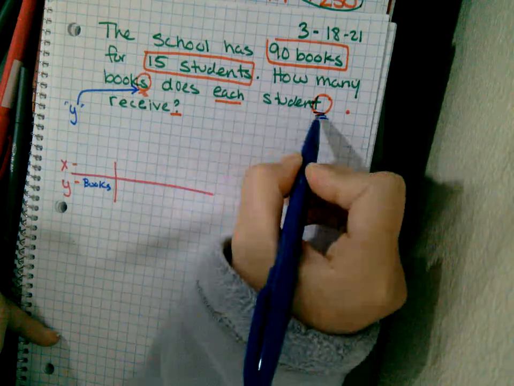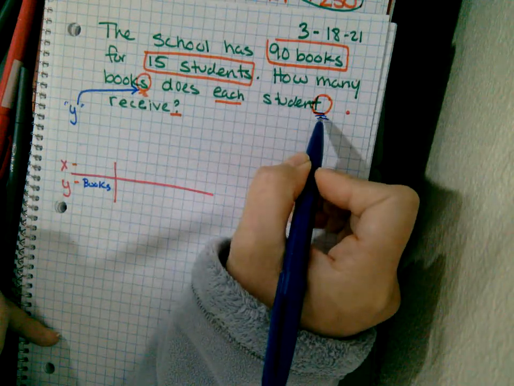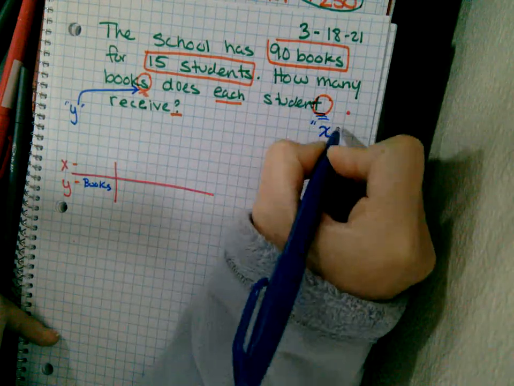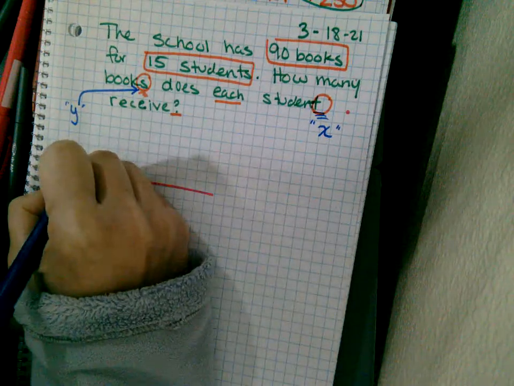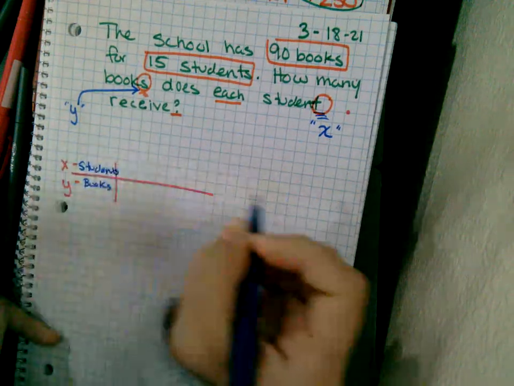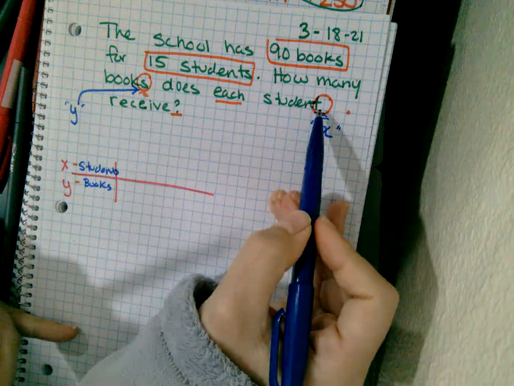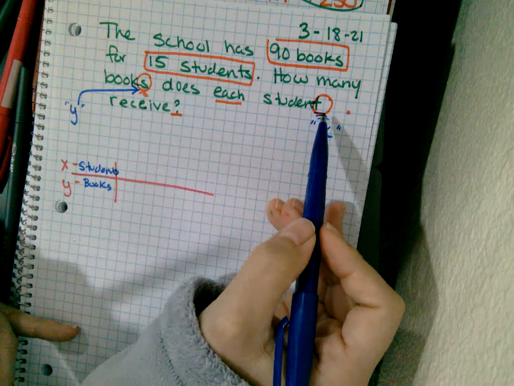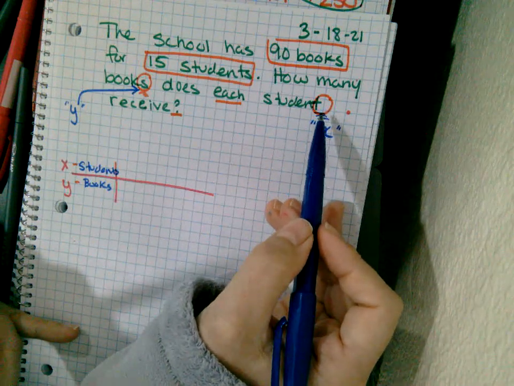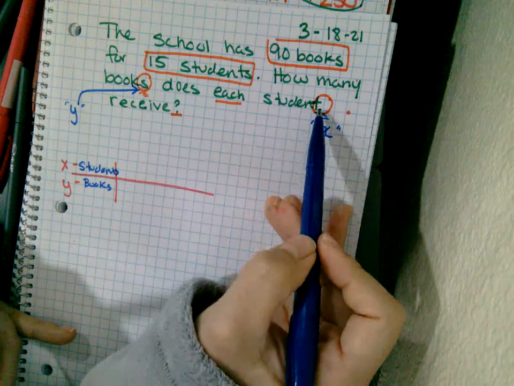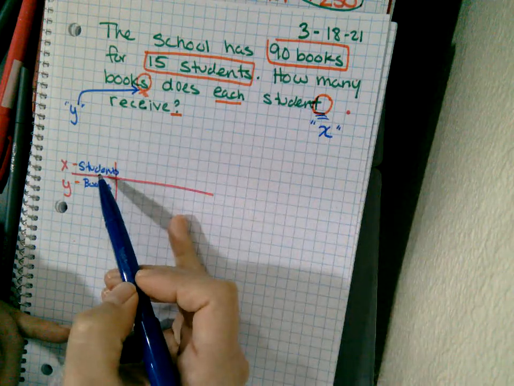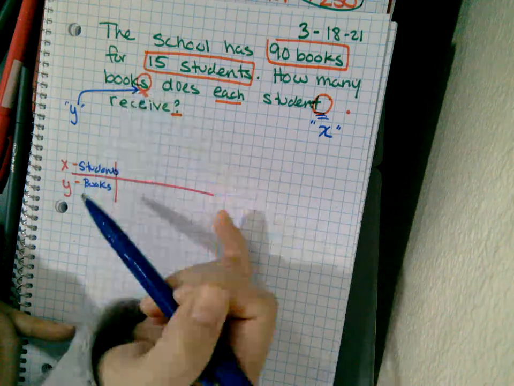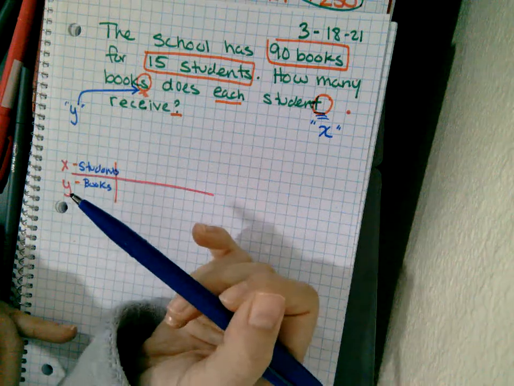Student, each student, one student, no S. They're asking for one student. That becomes your X. So your X is the one without an S. It's singular, like in English class when you learned about plurals and singulars. Well, you're going to use it in math. So student, no S, that makes it your X. Books, that makes it your Y. The word with the S on it is your Y, 99% of the time.